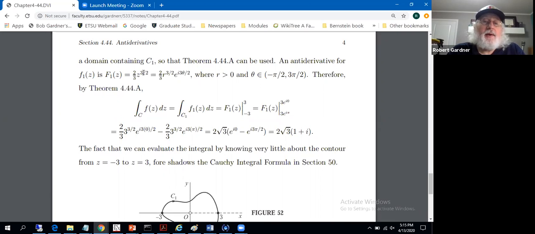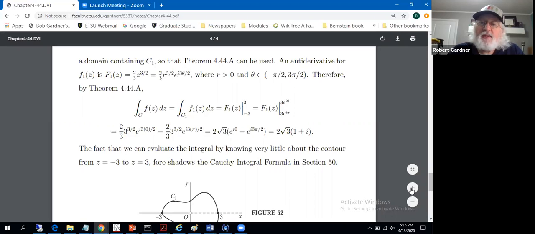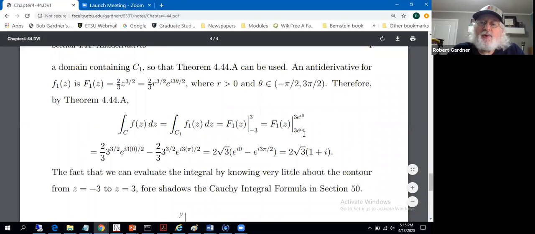It's this thing. So we'll use that antiderivative, this piece here in terms of polar coordinates. Then we'll have to write the endpoints in terms of polar coordinates. So we're integrating from -3 to 3, so that'll be 3e to the i pi, e to the i pi, that's -3. 3e to the i0, that's +3. So there's the endpoints we get out.